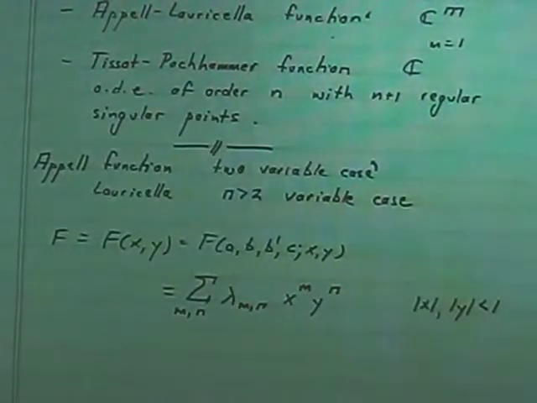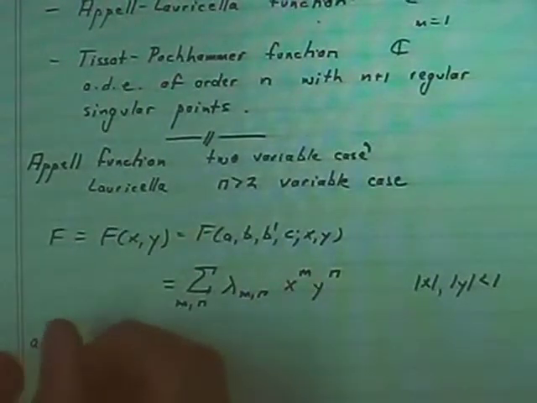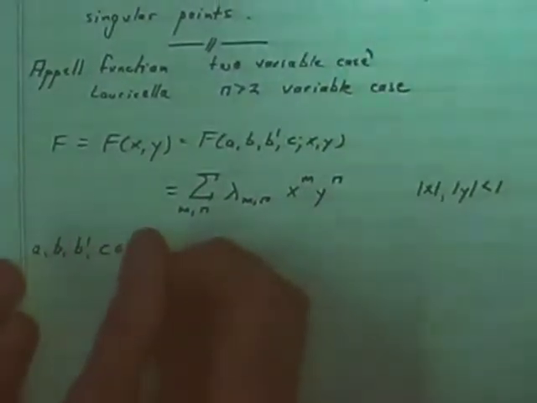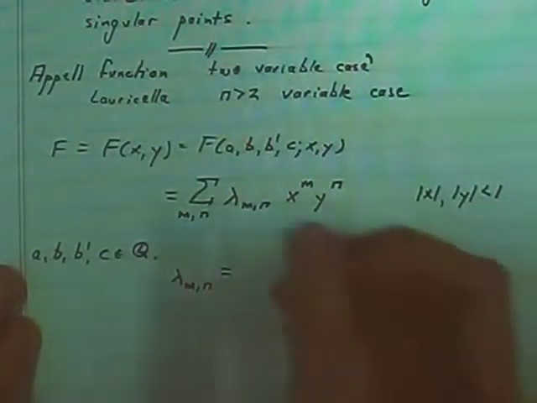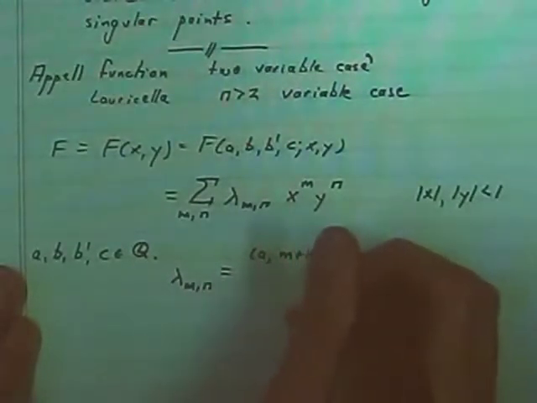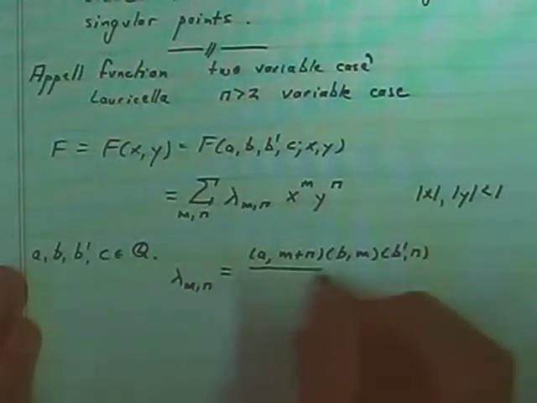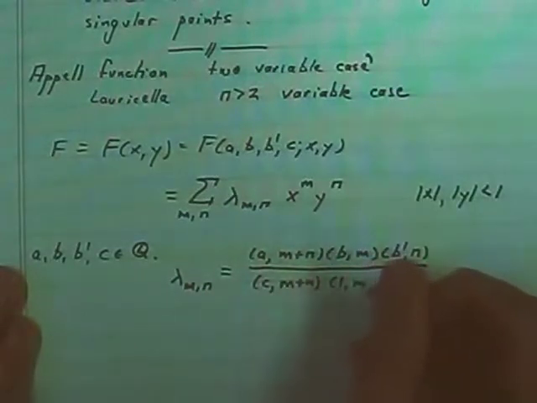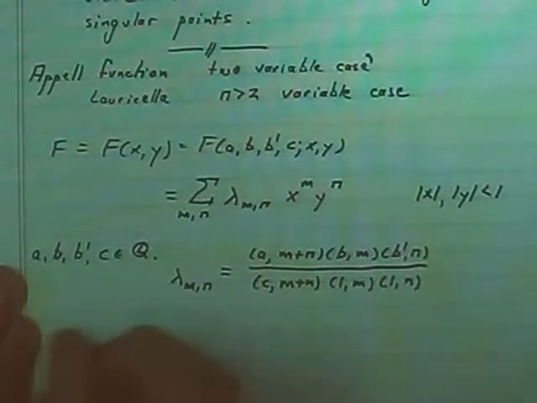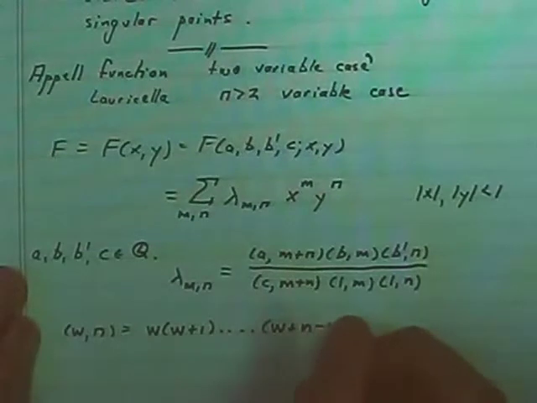So this is actually just one of several functions that Appell constructed, and we're going to assume again that A, B, B prime, and C are rational. And now your coefficients generalize the ones for the Gauss case. And again, (W)_n is W times W plus 1, all the way up to W plus n minus 1.